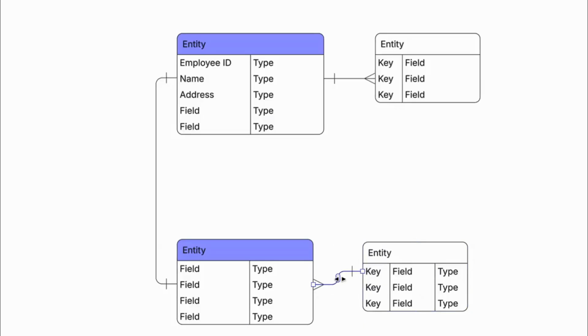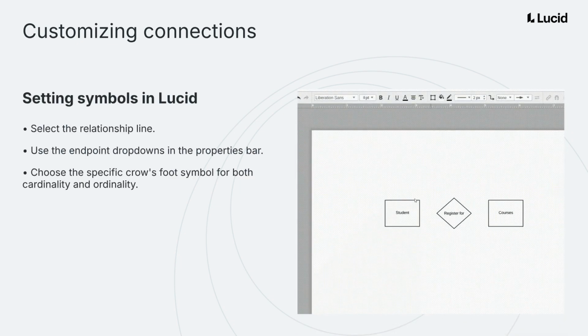To create a relationship, click a white circle on the shape and drag a line. With your line selected, use the toolbar to toggle the endpoints. You can choose exactly which symbols represent your database's unique logic with just a few clicks.